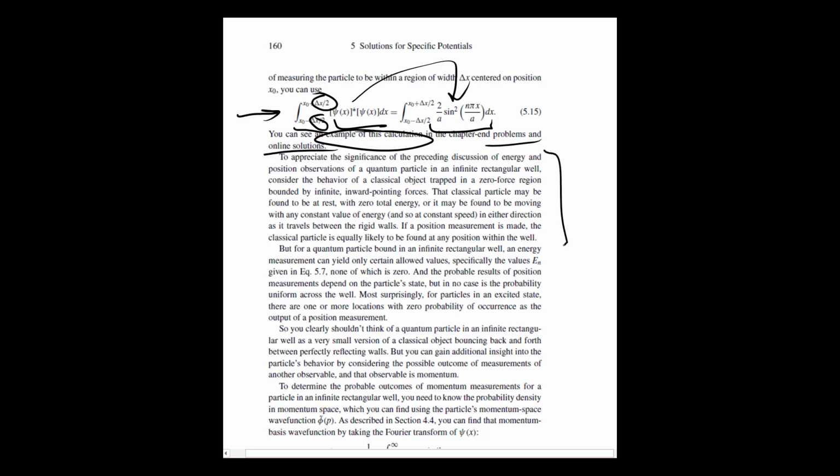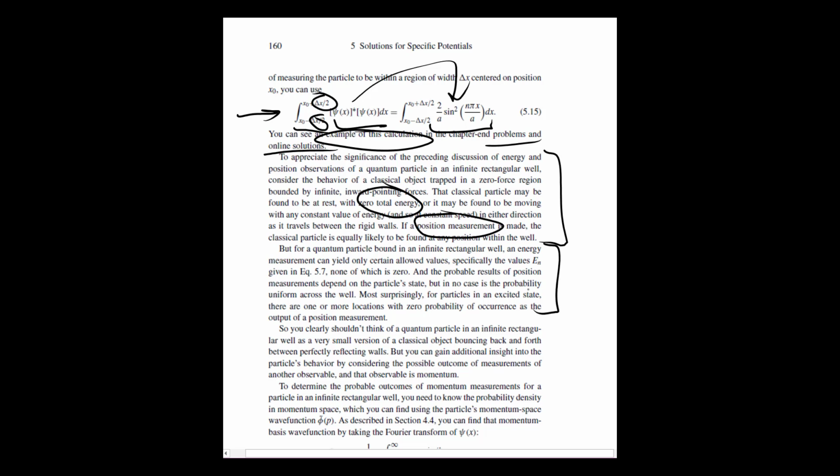Then there's a paragraph in which I encourage you to think about the difference between the quantum infinite rectangular well and a classical object trapped in some zero-force region bounded by infinite forces at the walls. You could find that classical particle anywhere in there. It could have zero total energy, that is, it could be at rest. It may be moving with some speed, some constant value of energy. It won't be accelerating because the force is zero within the well. And if you make a position measurement, you're equally likely to find it anywhere.